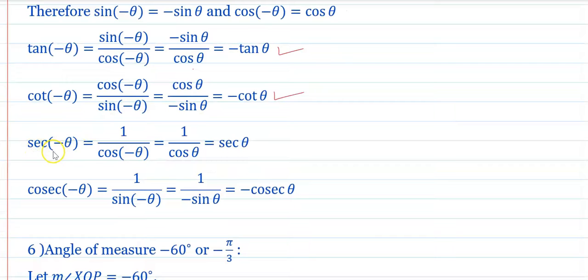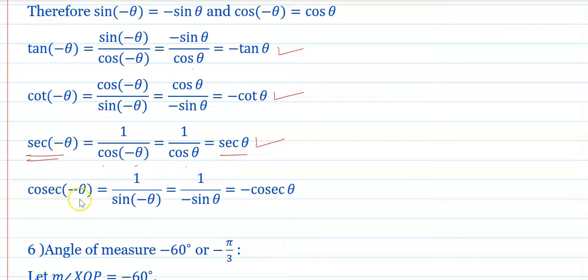Next, sec of minus theta. Sec is the reciprocal of what? Of cos. That is 1 upon cos of minus theta. But what about the cos of minus theta? It is cos theta, so its reciprocal also. Therefore, it's sec theta. Therefore, the sec of minus theta is sec theta.